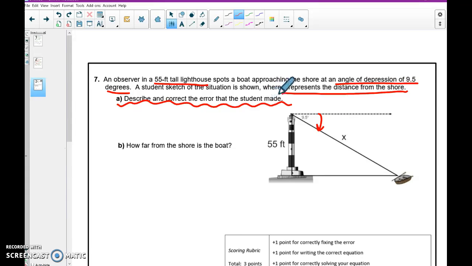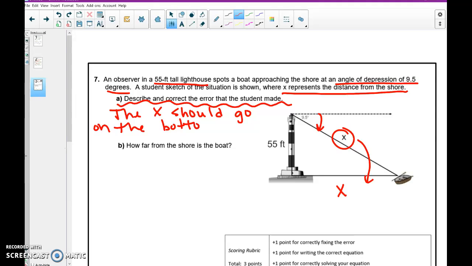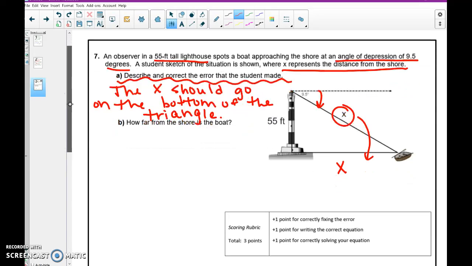So that's okay. Now, X is supposed to be the distance from the shore. Is this the distance from the shore? No, the shore is down here at the bottom. So X is in the wrong spot. It's supposed to go right there. So the X should go on the bottom of the triangle, or something to that extent. You had to put it in words somehow. If you didn't put it in words, you didn't get full credit, because describe means write it out.